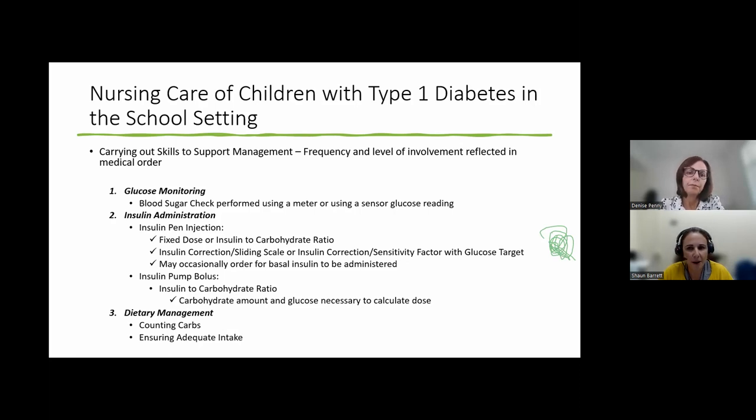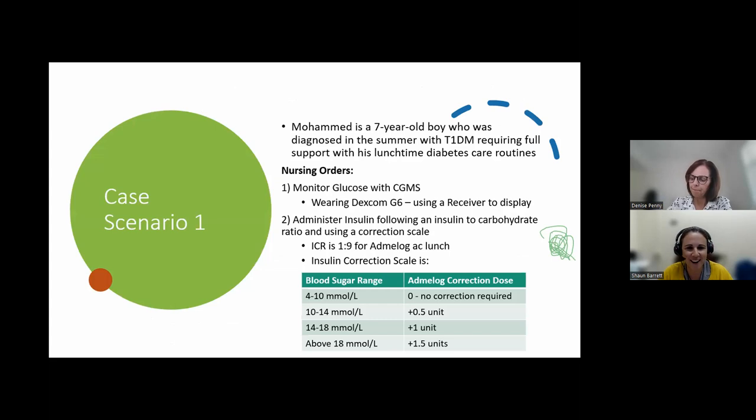So we're going to jump into a case scenario just to give you a chance to work with these orders in a more practical scenario that you've probably seen in the school. So this is about Mohammed. He's a 7-year-old boy who was diagnosed in the summer with type 1. So he's heading back to grade 2 and he needs some nursing support.